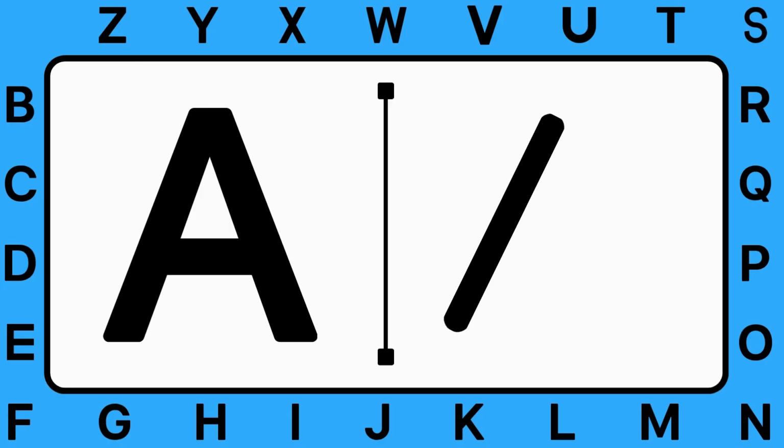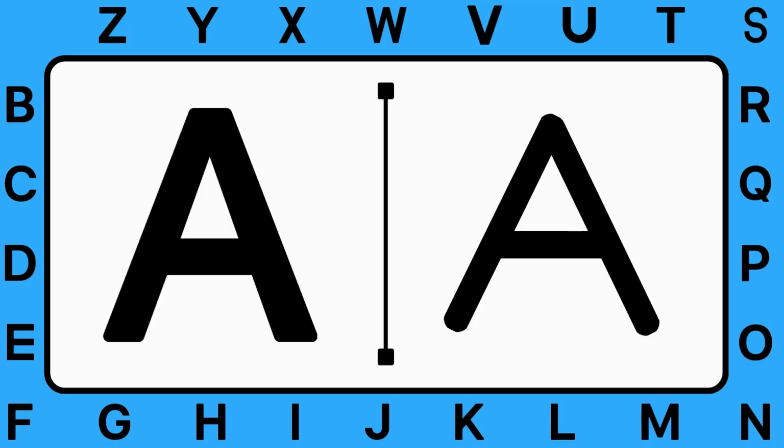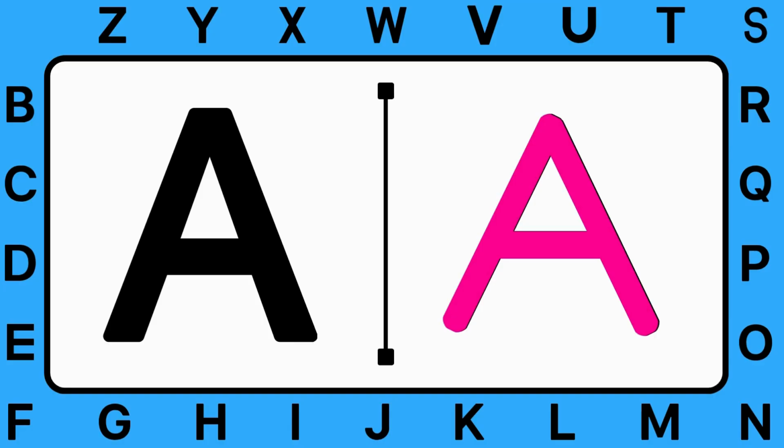Draw a slanted line up. Draw another slanted line down. Add a horizontal line across the middle. Yay! That's A. Next one.